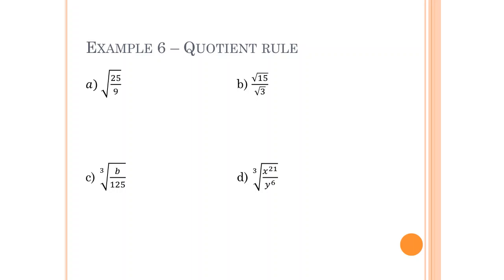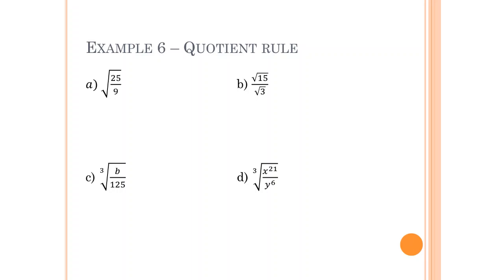Alright, our next example is dealing with what is called the quotient rule for radicals. And the quotient rule can be interpreted in 2 different ways. And you're going to see both of those in these 4 examples. Actually, going to see both of those in the first 2 examples we do right now. So the first example, you've got the square root of 25 over 9. It's possible for us to simplify that fraction in there if it simplifies, but 25 over 9 doesn't. 9 will go into 25 evenly.